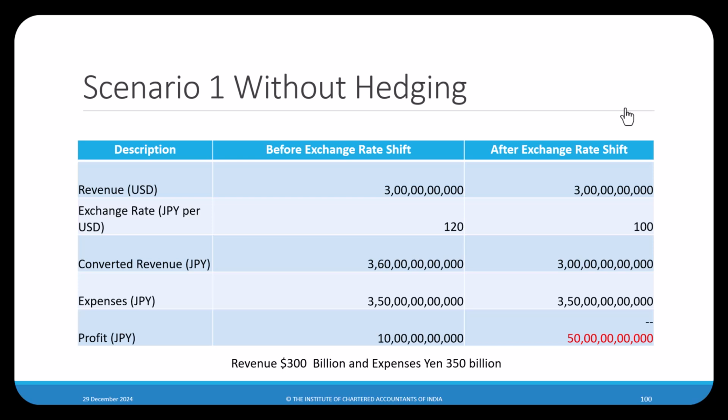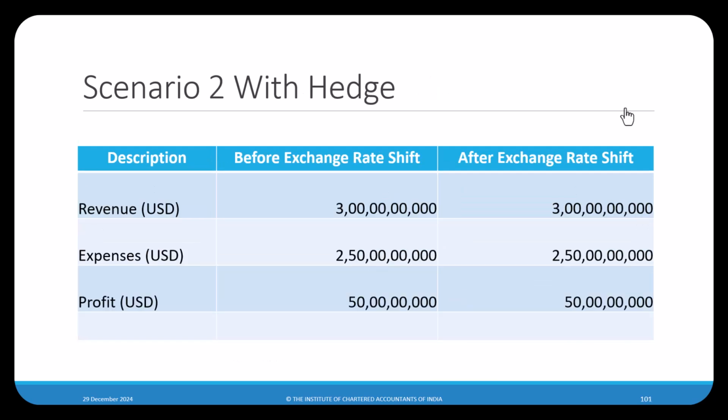Now I have actually sent you some Excel sheets, where I have given everything with formulas, and you can always play around and check there. I'm not going to take you through the Excel sheets. Okay, so then scenario 2 with hedge. Here the profits remain the same, because everything is manufactured and sold in the USA, and they are earning in US dollars and incurring expenses in US dollars, so the profits are not affected.